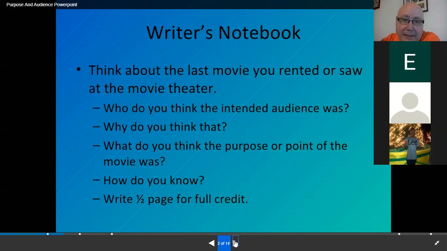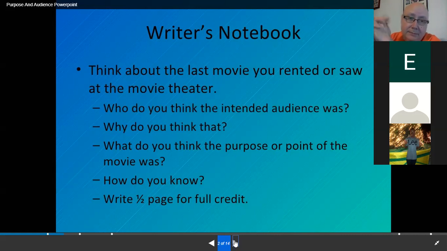So let's take an example of, I don't know, Endgame. Who do you think the intended audience was for that film? I don't even know. It would probably be mostly young adults. They don't look young. They old. But the movie, it's a Marvel film, so it appeals mainly to young men.